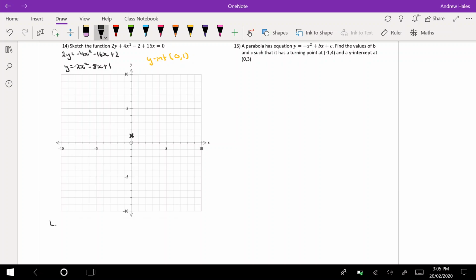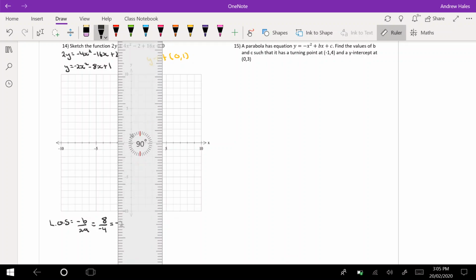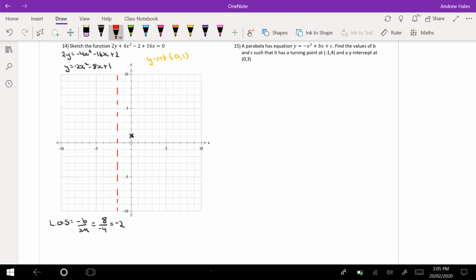Alright, the line of symmetry equals negative b over 2a, which is negative 8. So it's going to be a positive 8 with that double negative, over negative 4, because 2 times negative 2 is negative 4, which equals negative 2. So my line of symmetry is going to be x equals negative 2. Again, just sketching that there. So I know that that's where my turning point is also going to lie.